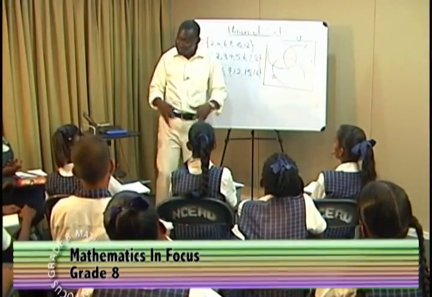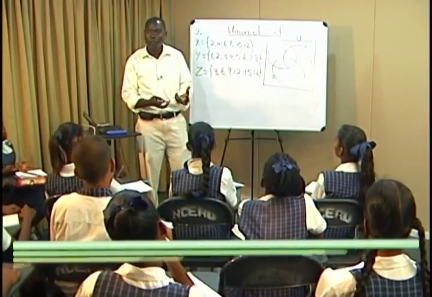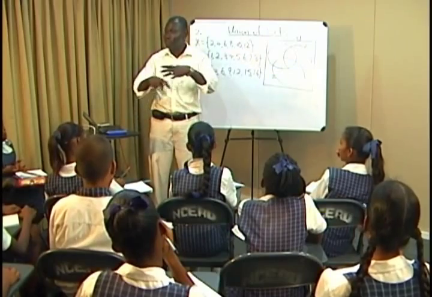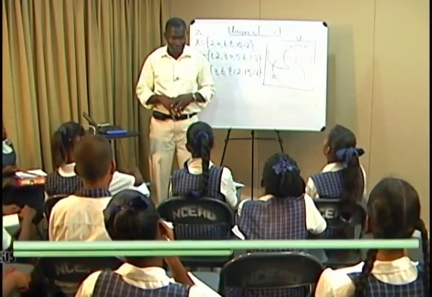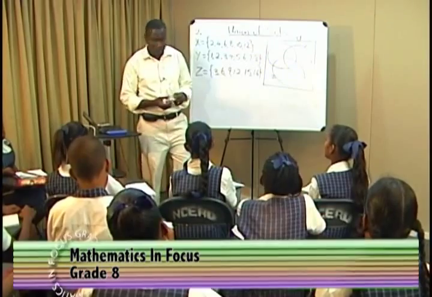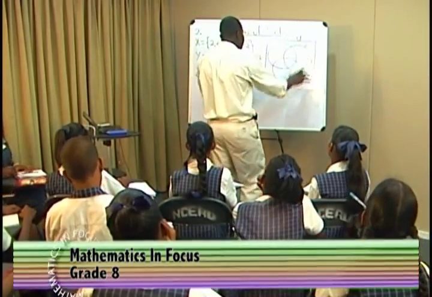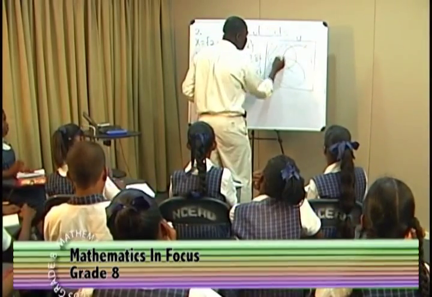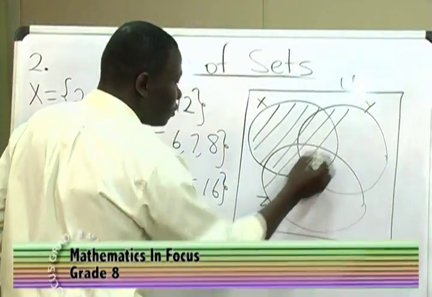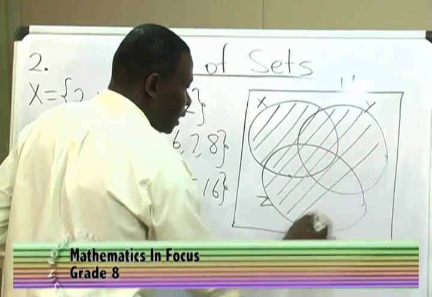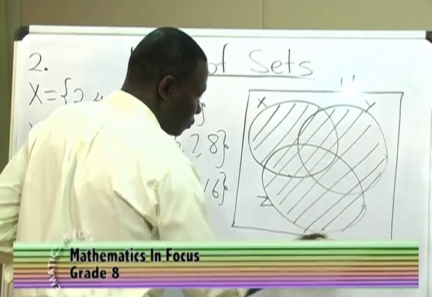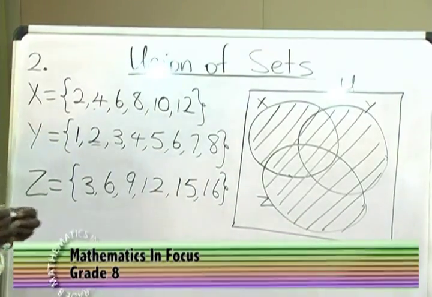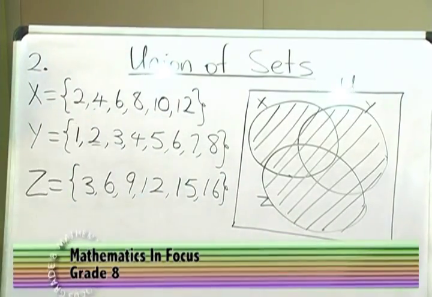Everything you put together. So if you want X union Y union Z, it means you want everything in X, everything in Y, everything in Z. So we shade everything inside of these. Good? We shade everything in X union Y union Z. So this is what the shaded region for the union of three sets will look like.